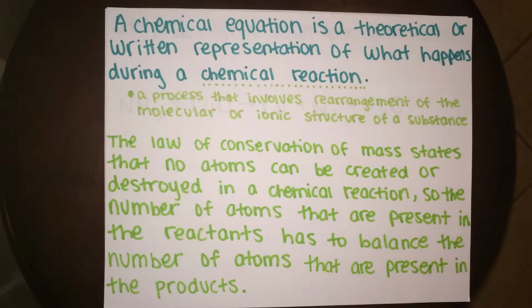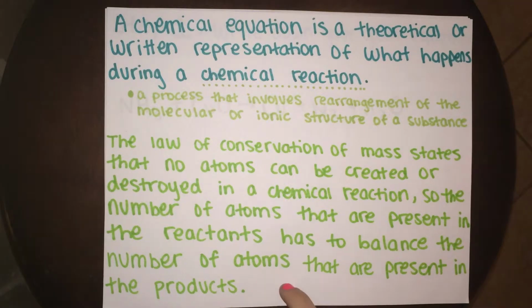The law of conservation of mass states that no atoms can be created or destroyed in a chemical reaction, so the number of atoms present in the reactants has to balance with the number of atoms present in the products. So this is the reason why we need to balance chemical equations.